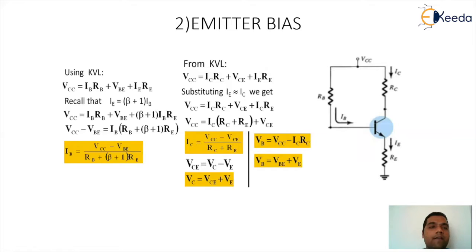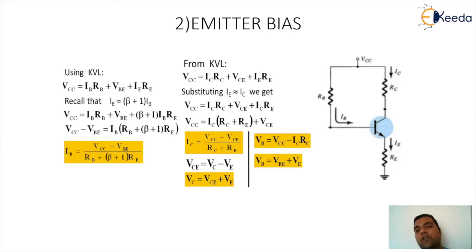When I apply KVL to the input loop, I get VCC minus IB RB minus VBE minus IE RE equal to 0. We are also aware of the relation IE equals IC plus IB, and for a common emitter configuration, IC is beta times IB. So we can take IE as 1 plus beta times IB, or beta plus 1 times IB. Using that relation in the first KVL equation and rearranging, you get IB as VCC minus VBE divided by RB plus 1 plus beta times RE.